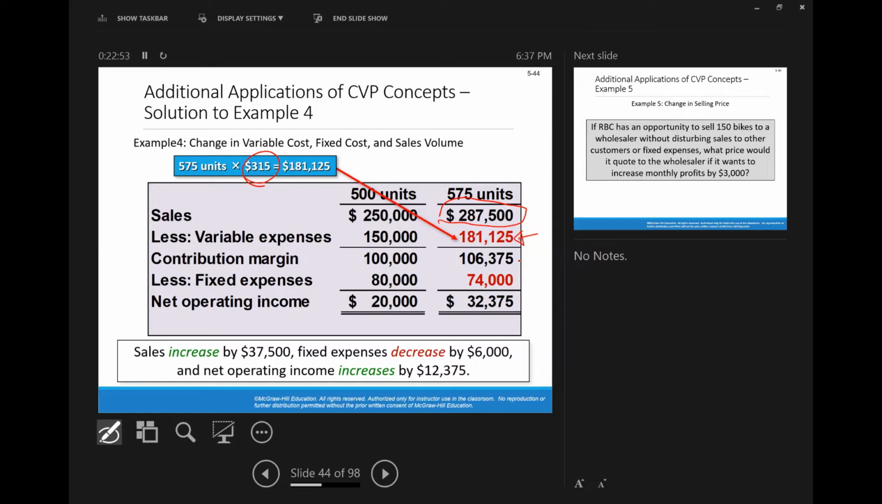That gives you a contribution margin of 106,375, and we adjust fixed down 6,000 because now we're not going to have that flat 6,000 payment. We're only going to pay if they sell. Before we were just paying it regardless of how many units we sold. Okay, so net operating income now is 32,375. So we increase our sales by 37.5, we decrease the fixed expenses by 6,000, and the net operating increase is 12,375. So you see how just changing different things changes your profit. Just don't get confused on where it needs to go. That's the main thing.